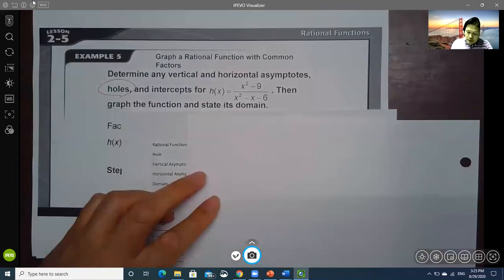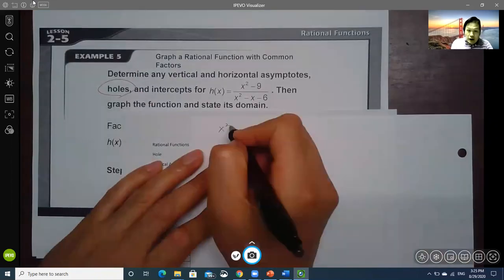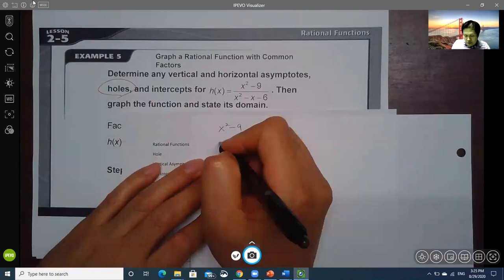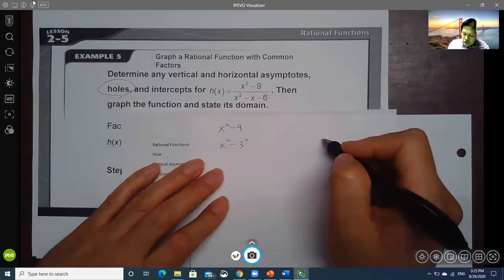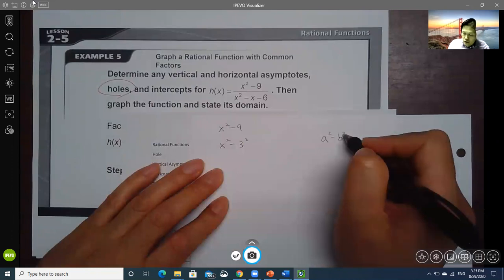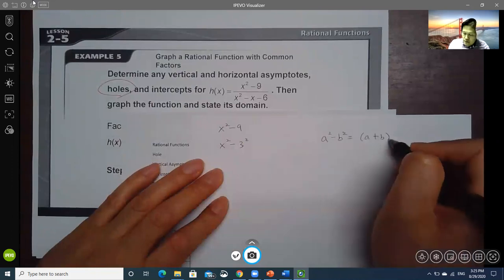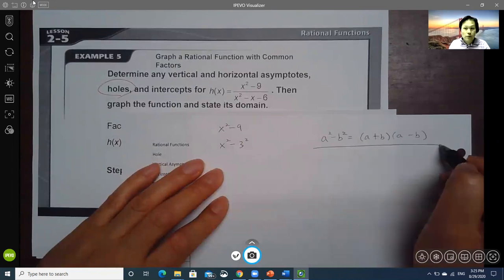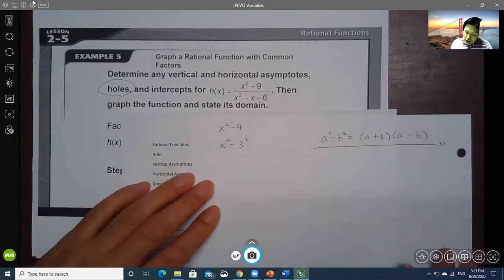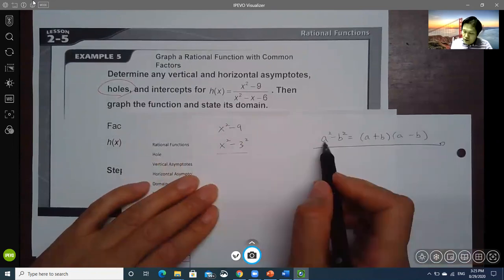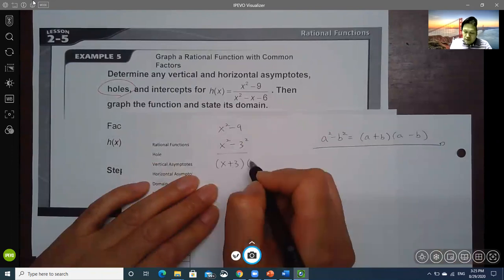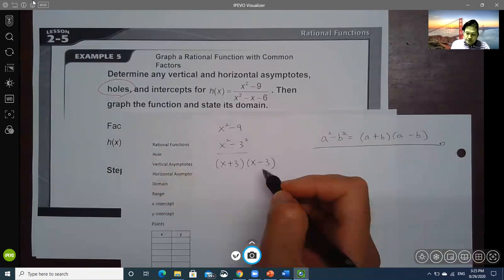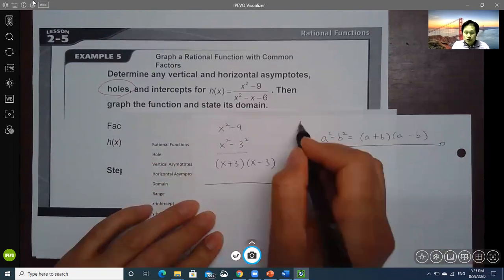The numerator is x squared minus 9, which is the same as x squared minus 3 squared. So you get to use the a squared minus b squared formula, parenthesis, parenthesis. You have to memorize this. You can apply this: x becomes a, 3 becomes b, so it becomes x plus 3, x minus 3. I factored the numerator. Okay, the denominator you have to factor as well.